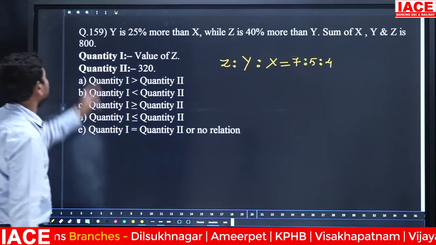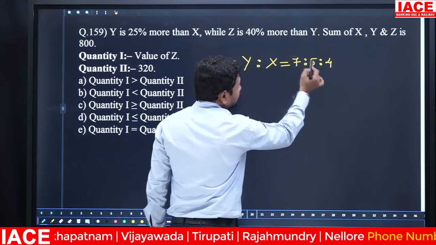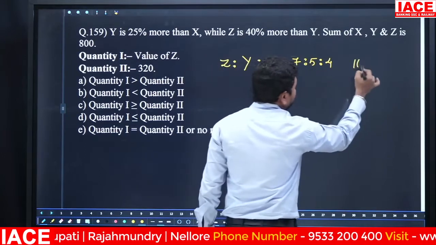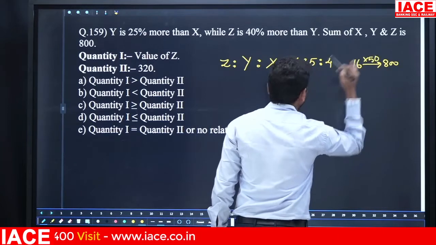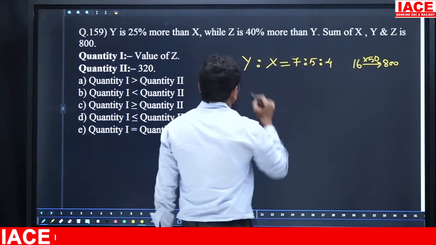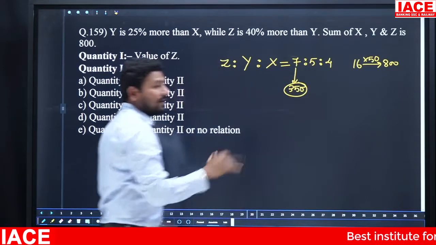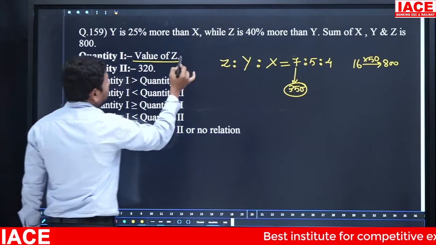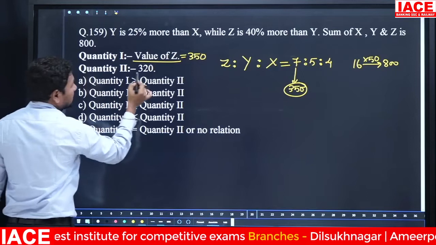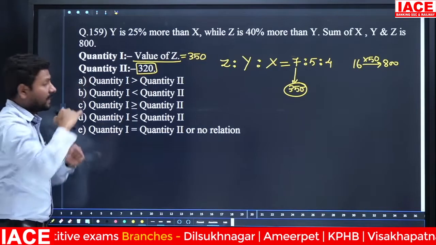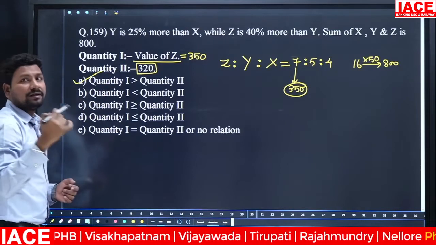The sum of X, Y, Z is how much? 800. The sum of X, Y, Z is 800. 7 plus 5 is 12. 12 plus 4 is equal to 16 parts. 16 parts is equal to 800. 1 part is equal to 50. Then 7 parts is equal to how much? 350. Why am I calculating for 7 parts? Because they are asking the value of Z. Value of Z is how much? 350. Quantity 1 is 350. Quantity 2 is 320, directly mentioned. Then is quantity 1 bigger or quantity 2 bigger? Quantity 1 is bigger, which means option A.